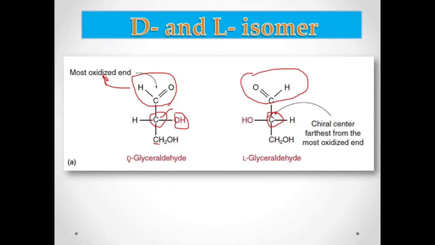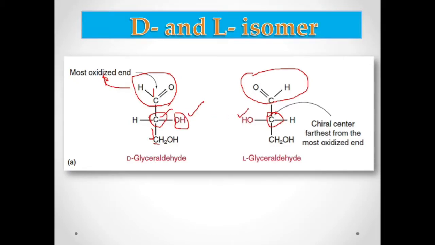So to determine if it is a D or an L, you look at the chiral carbon that is farthest from the most oxidized end. Or you can say that it is the last chiral carbon. It is the last chiral carbon because you can number this as 1, 2, and 3. So the last chiral carbon is carbon number 2, because carbon number 3 is not a chiral carbon. So you look at the last chiral carbon, or the chiral carbon that is farthest from the most oxidized end.